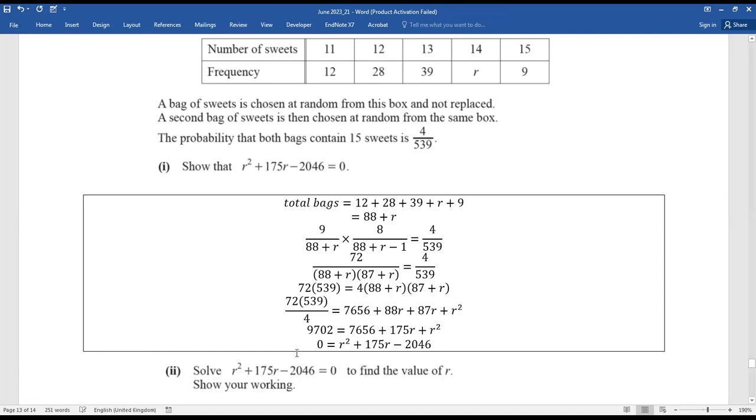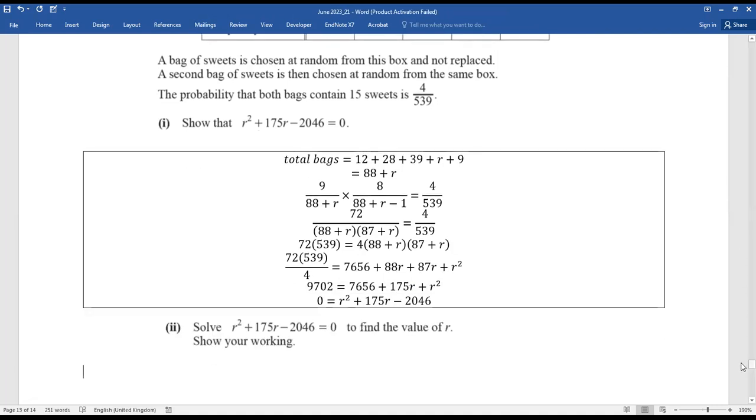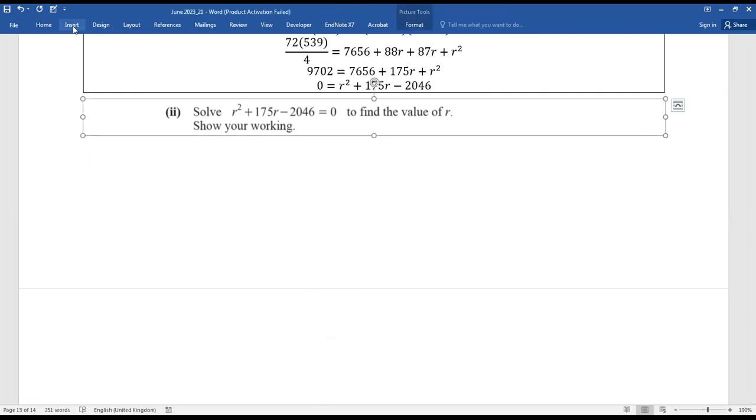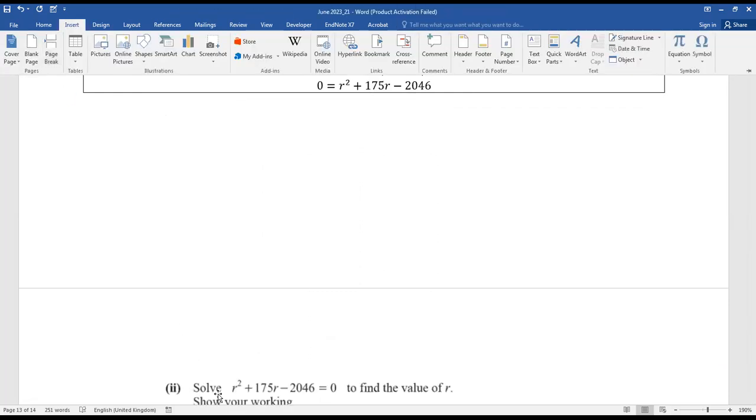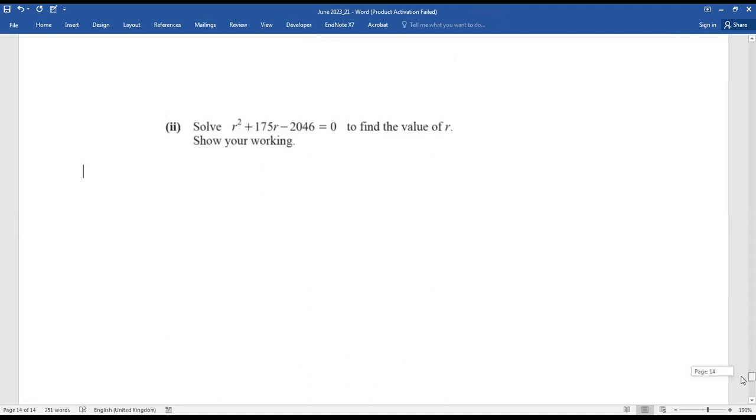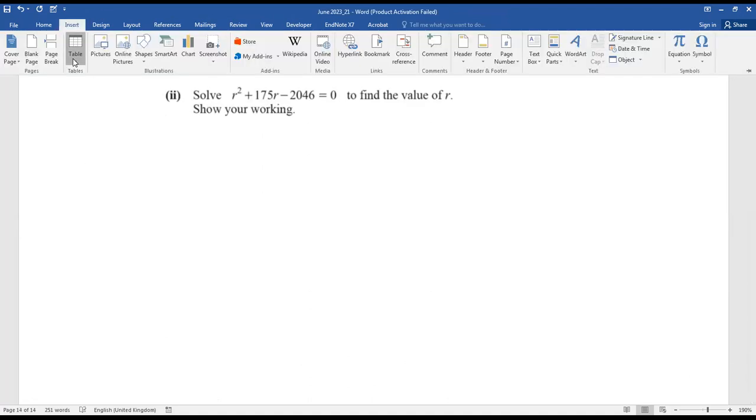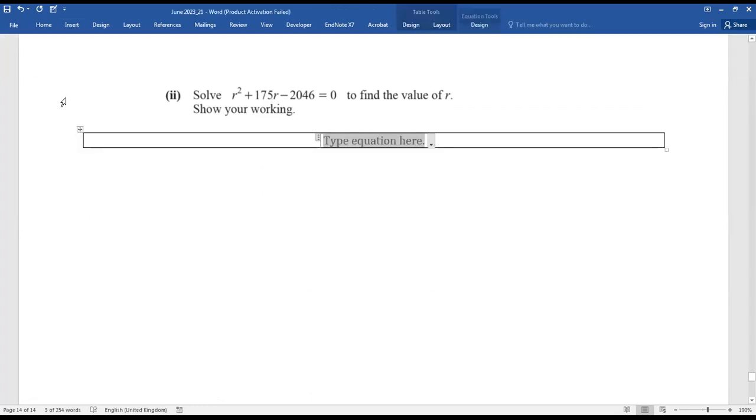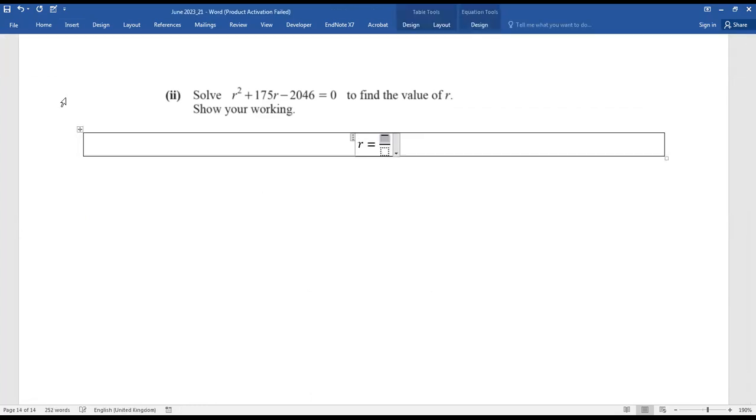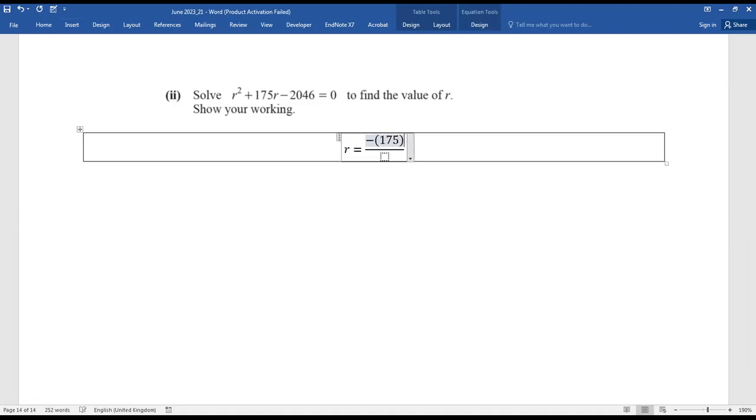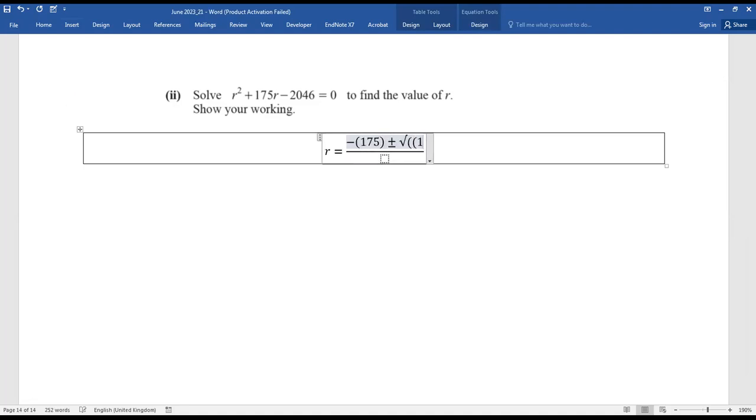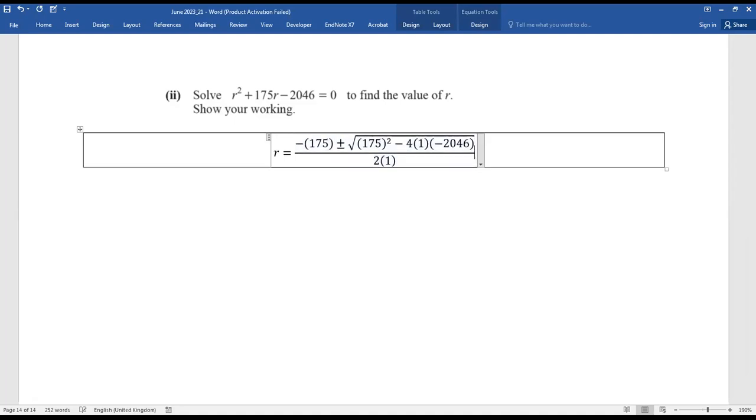Now the question wants us to solve this. Calculators are allowed. This is paper 2. You can just use the quadratic formula to solve this equation. Okay, so r equals minus b, which is 175, plus or minus the square root of b squared, which is 175 squared, minus 4, where a is 1 and c is minus 2046, upon 2, and a is 1.